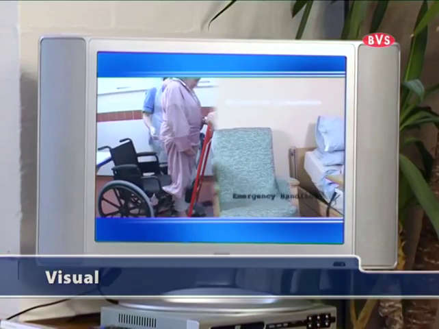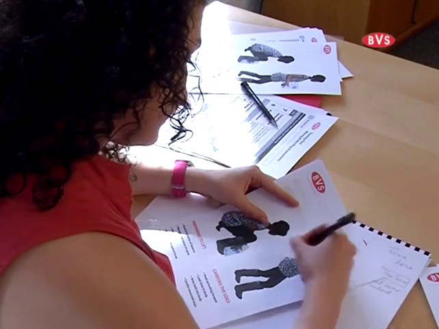Visual. This preference is for visual information. Charts, graphs, flowcharts, images, photos and video. I like images. So my style is really visual because I like to see things. And then, of course, I like to make my own notes.